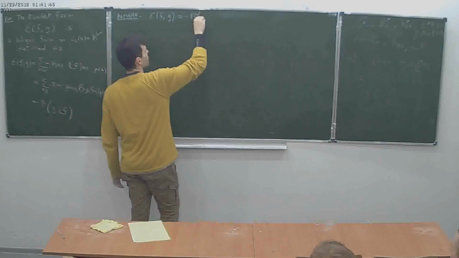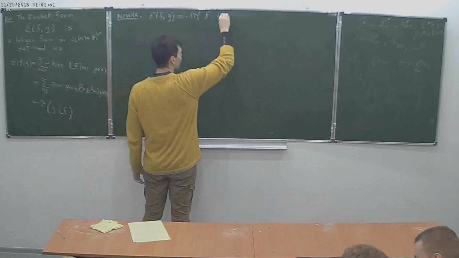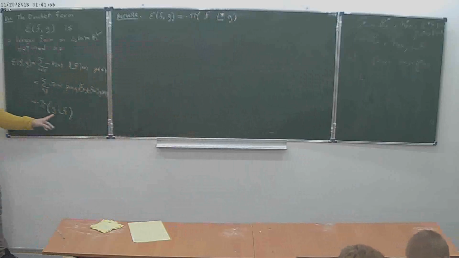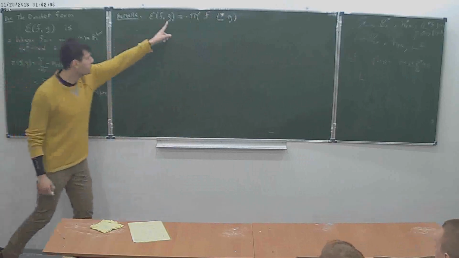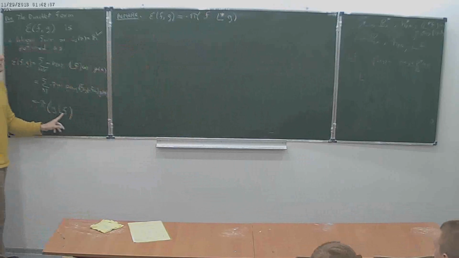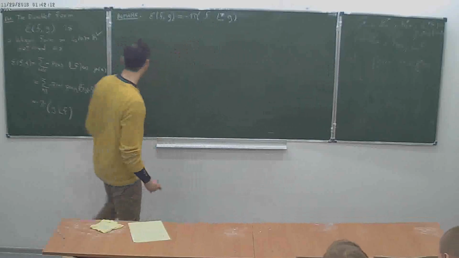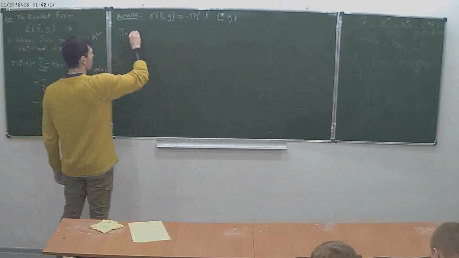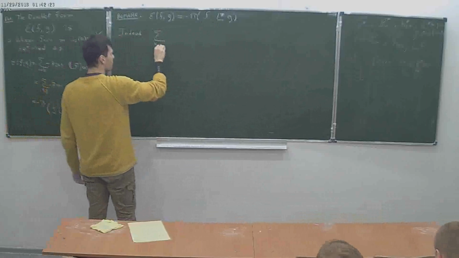Third, if you want, E of fg is also equal to minus pi of f L star G. So in other words, L star is nothing but the adjoint in L2 of L. So E of fg is minus pi of g LF, or minus pi of f L star g. Okay? It's not very difficult to check it.